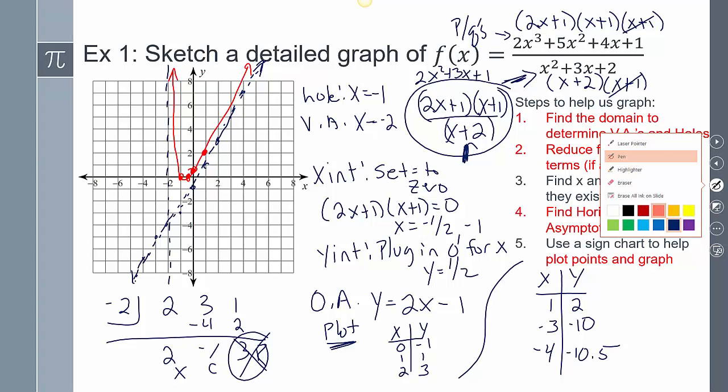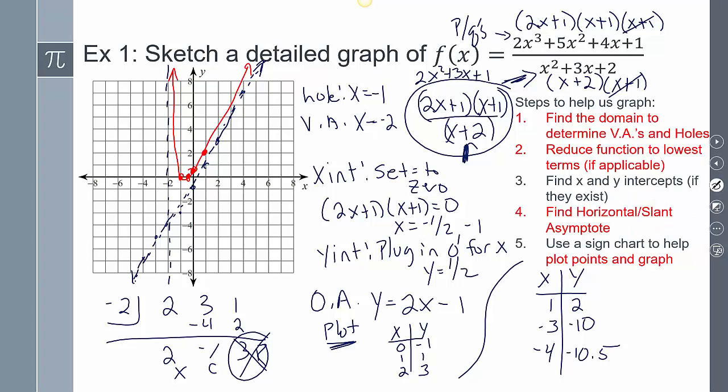But those are going to be a few values that I can go ahead and plug in. So at -3, that's going to give me the -10, and the next one is going to be -10.5. Now I know it's off the graph, but it's still going to kind of follow that same pattern. And so that's going to be a sketch of our graph.